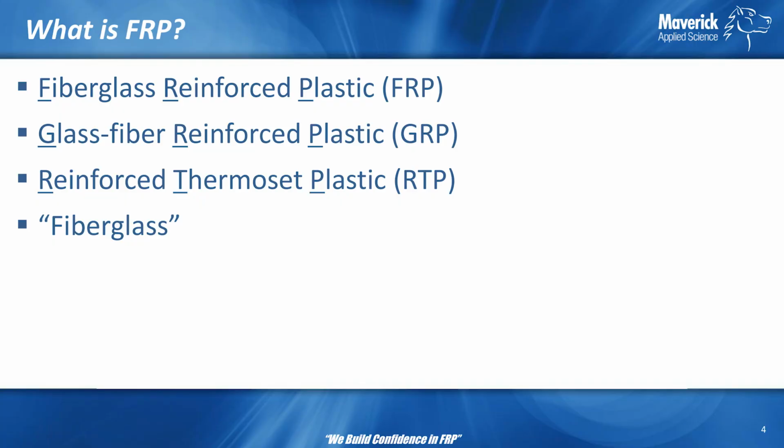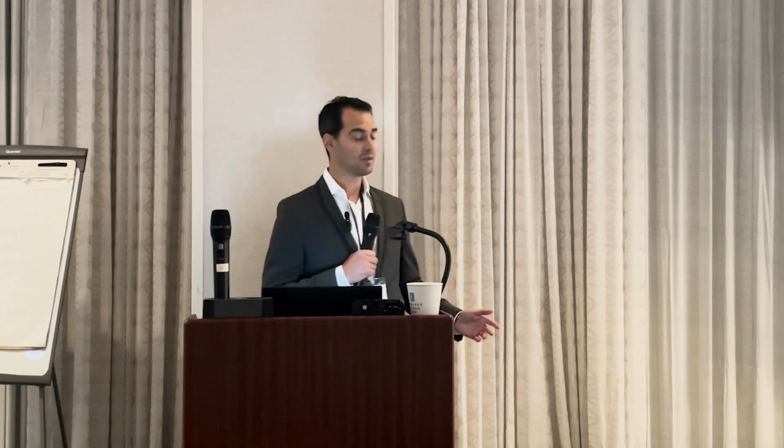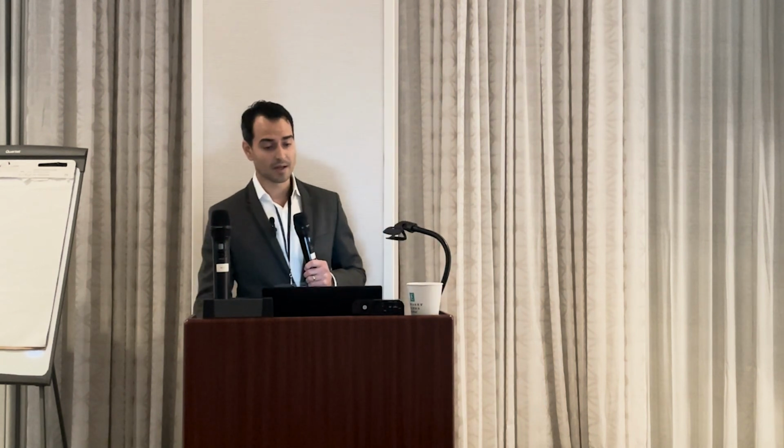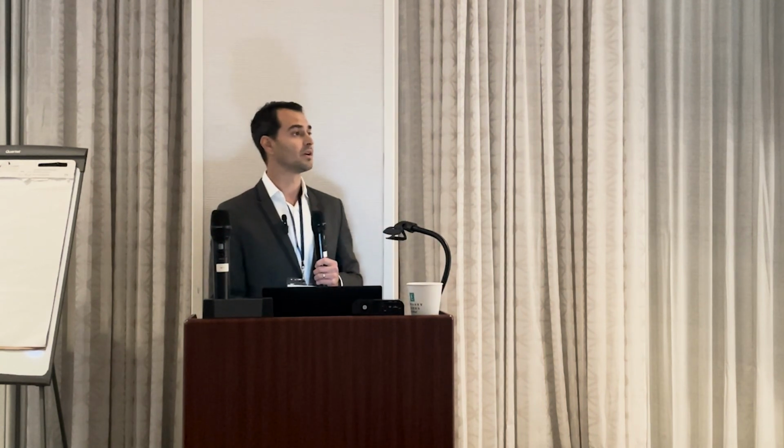Let's start by answering the question, what is FRP? FRP is pretty much a liquid resin that impregnates glass reinforcement and you let it cure to produce a part. FRP actually stands for fiberglass reinforced plastic, but you can also hear terms like GRP, which is glass fiber reinforced plastic, RTP, reinforced thermoset plastic, or just simple fiberglass. GRP is a common name that you will hear a lot in Europe.